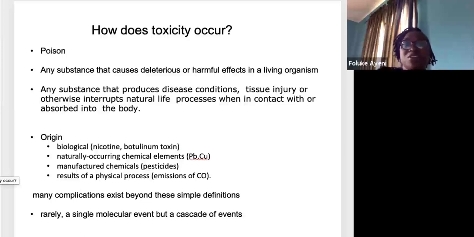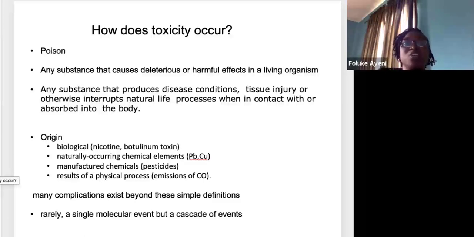It could also be a result of a physical process. For instance, our cars moving on the road are supposed to have controlled emissions of carbon monoxide, but you have instances where some particular vehicles emit a lot of carbon monoxide into the atmosphere, causing injury to those around them at that particular time. And then it could be a process that builds up and causes injury to the atmosphere in the long run, where we have cases of ozone layer depletion and issues like that.